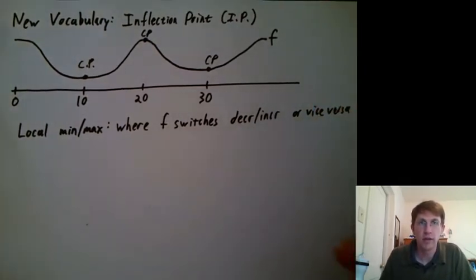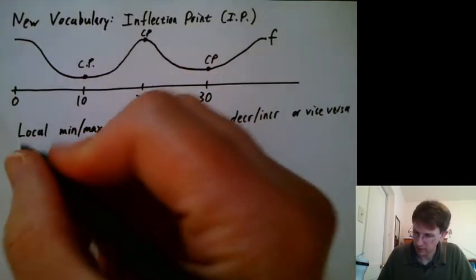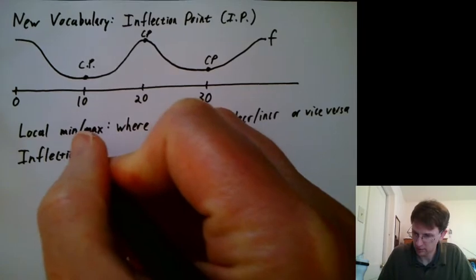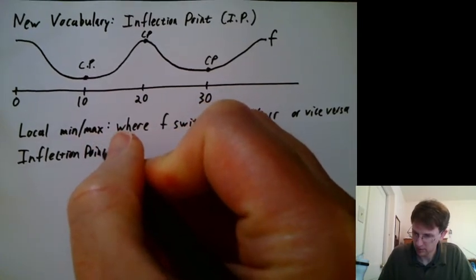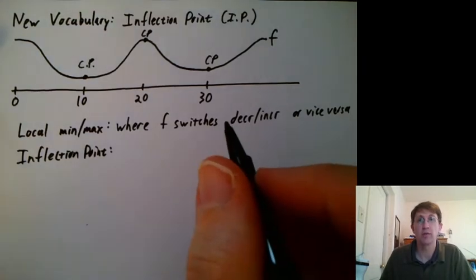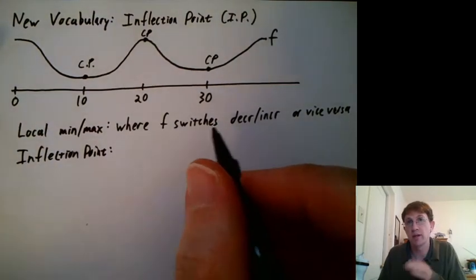So, fairly uncontroversial. So here's the new word, an inflection point is where f switches not from decreasing to increasing, but where f switches from concave up to concave down, or vice versa.